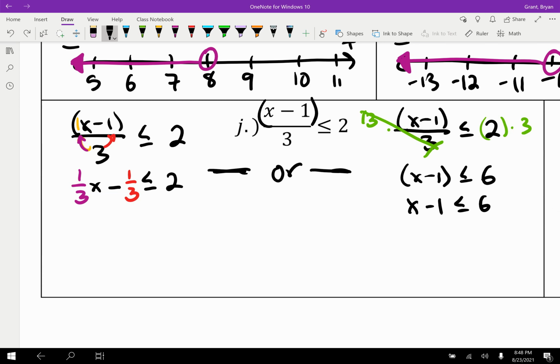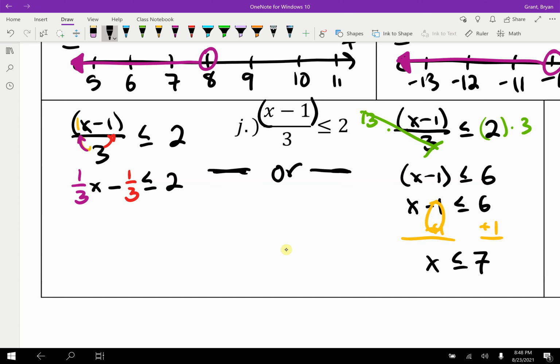We can just drop those parentheses. And now the solution isn't bad at all. Add 1 to each side, and you end up with x is less than or equal to 7. So I think this is a really nifty strategy here, and it's one that many students forget. So I think it's worth practicing.